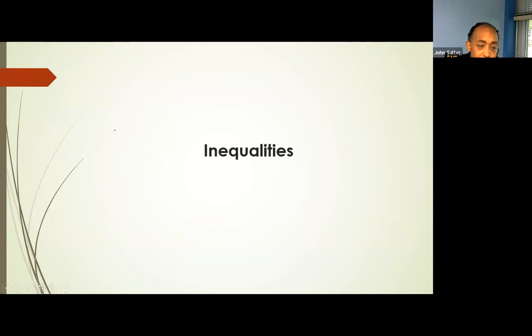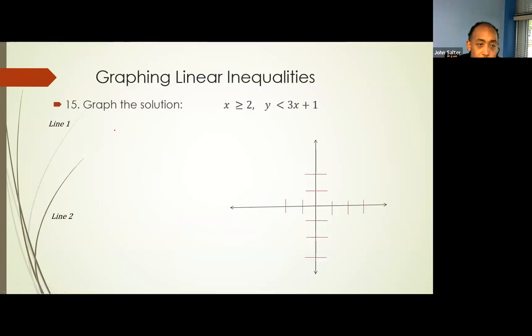Inequality. So we've been using a lot of equal signs. What happens when I don't have an equal sign? I want to graph the solution: x is greater than or equal to 2, and y is less than 3x plus 1. Please make sure you know the difference between greater than and less than. Please make sure you understand that. It's very, very key.